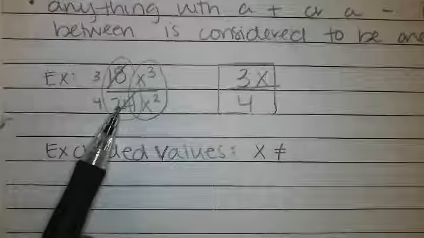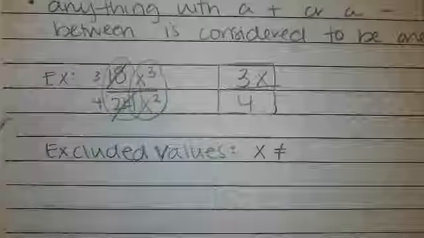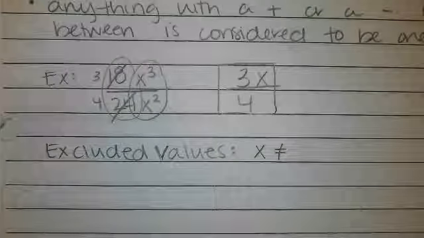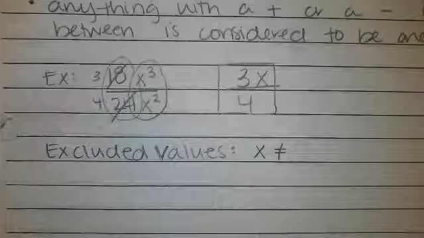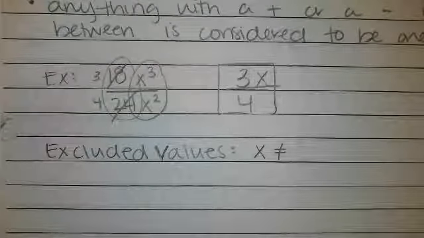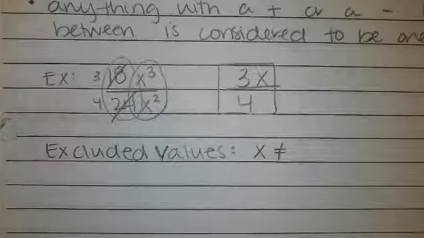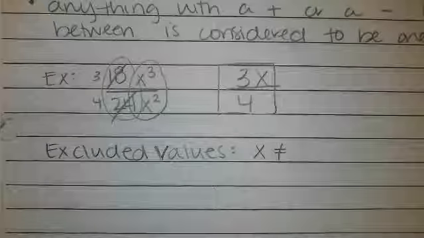So looking at the original, we have 24 multiplied by x squared. Anyone have an idea of what number, if you plugged it in for x, would make the whole bottom equal 0? It's 0, yeah.